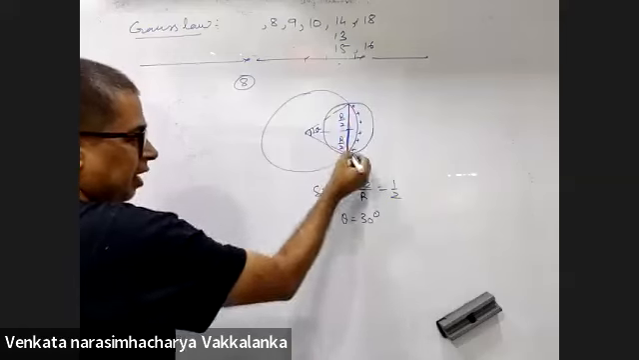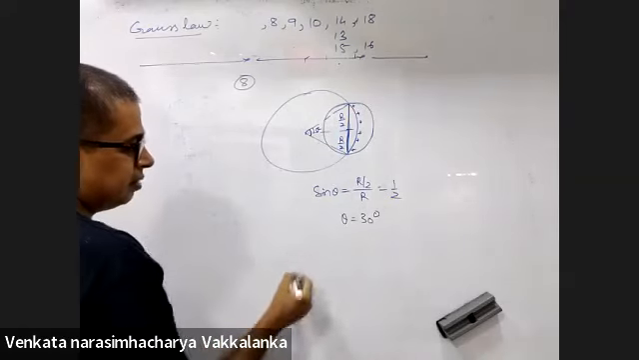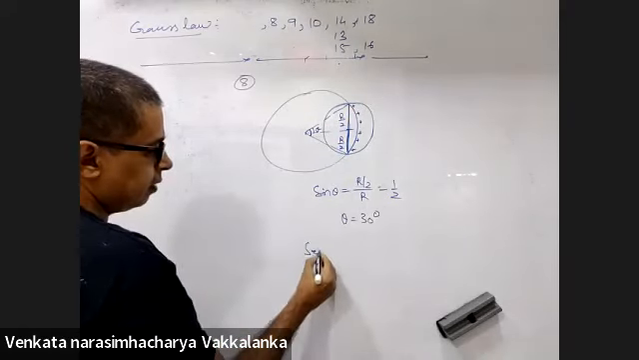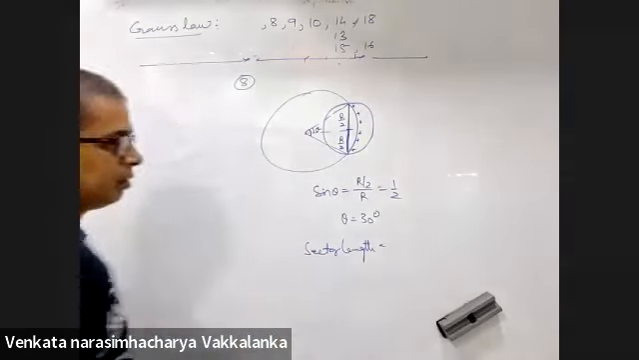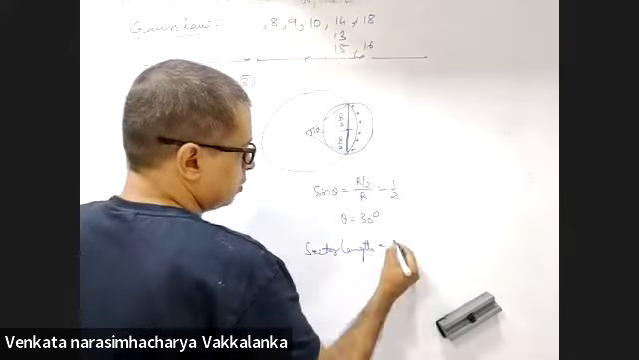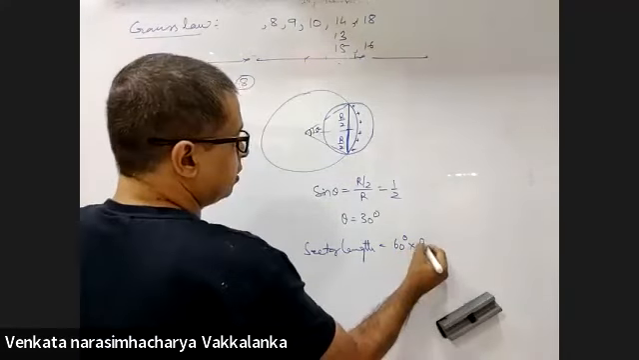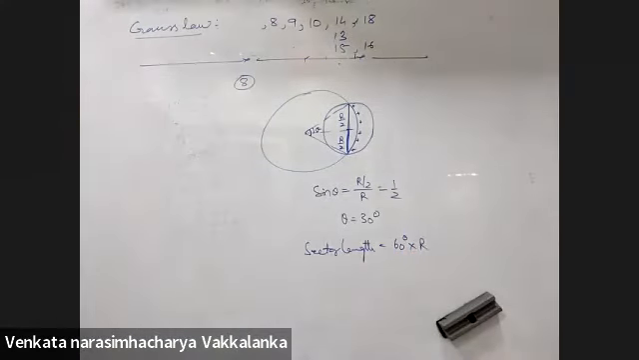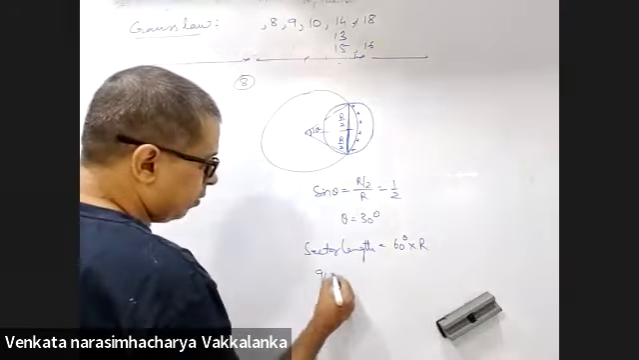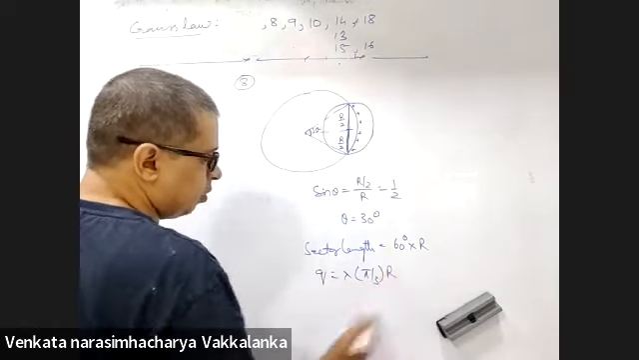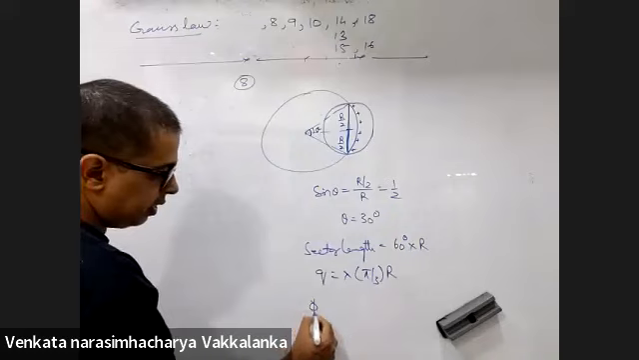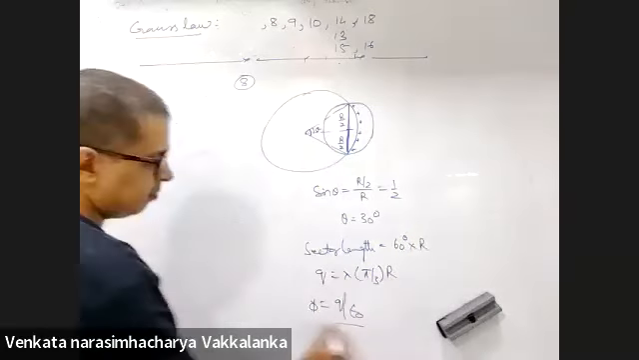So this sector length, how do I get? Sector length is 60 degrees into R. Now how do I get Q? Lambda into pi by 3 into R. How do I get the flux? Q by epsilon naught.